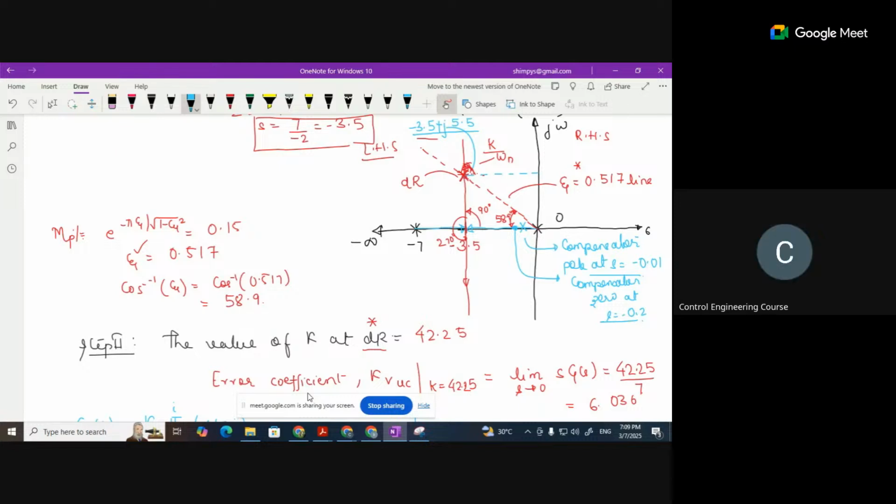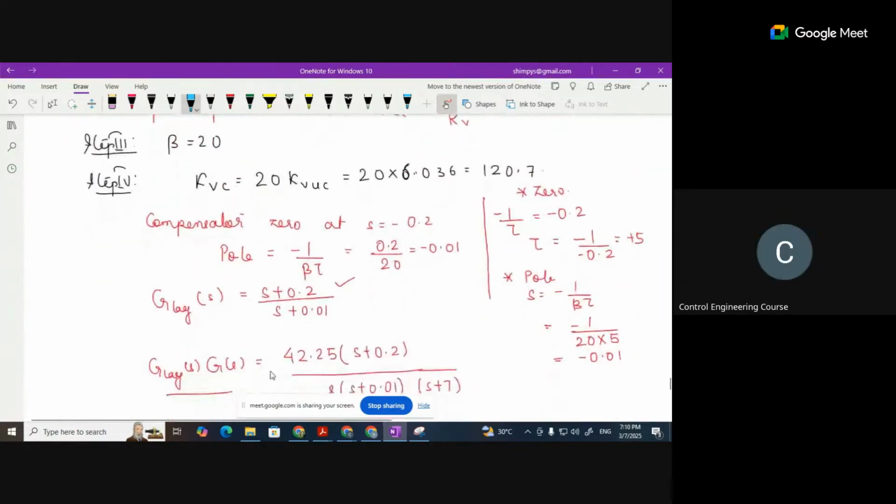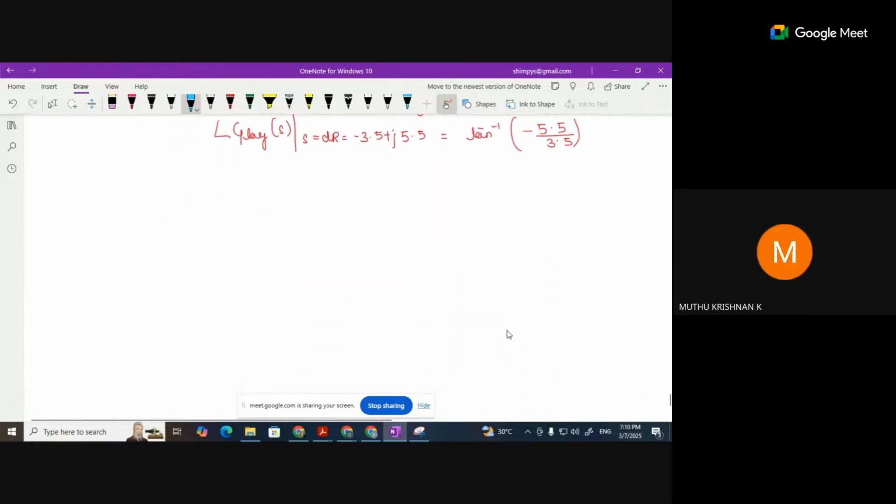Ma'am, the angle we found at the last, that is not required. I have just told you that for additional information. Just leave it. This is not at all required. So next, let us see the cascade compensator design.